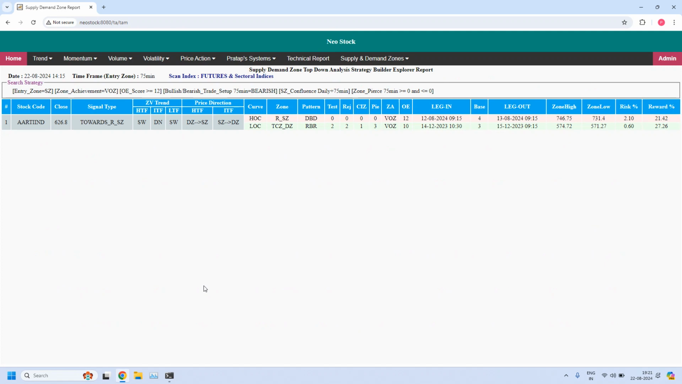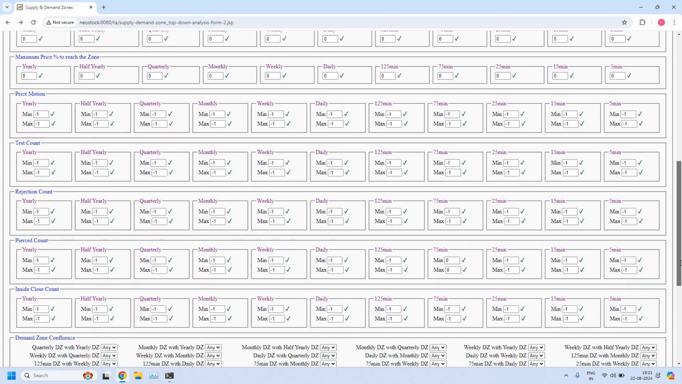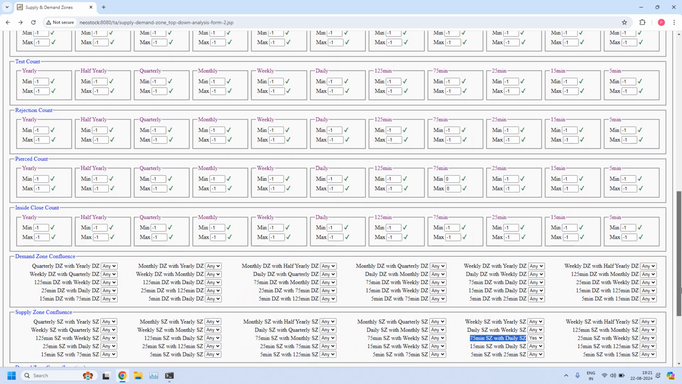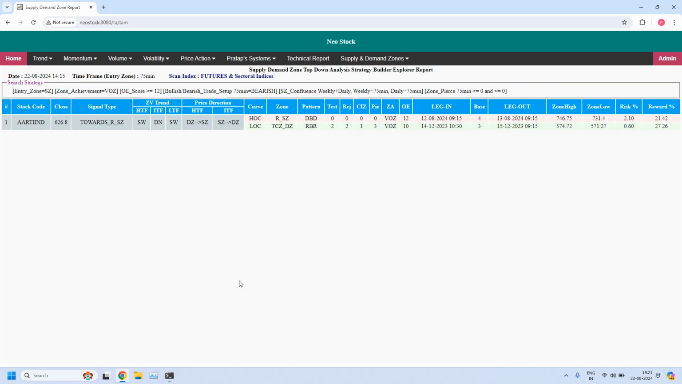Now let's verify this is also having a HTF confluence. Let us check. So I am adding a HTF confluence, supply zone confluence filters also. So 75 minutes with supply zone weekly confluence enabling, and daily supply zone and weekly supply zone also enabled. Now let's verify. So RT Industries is also supporting LTF, ITF and HTF zone confluence, that is 75 minutes, daily and weekly confluence this zone is having.